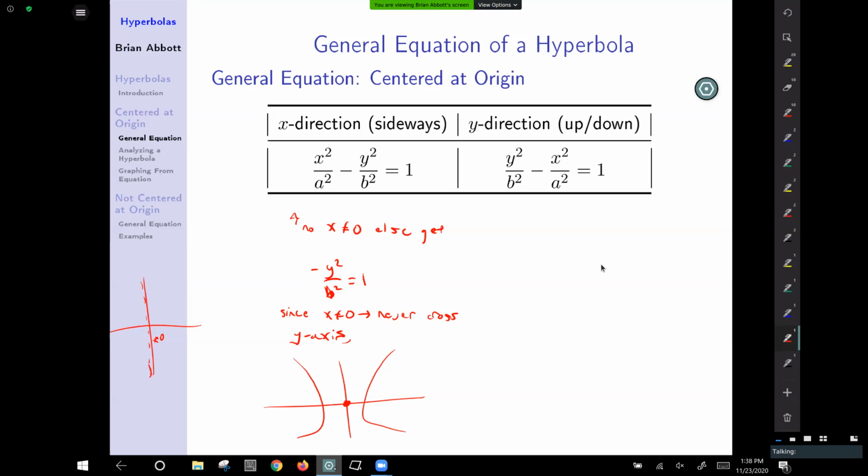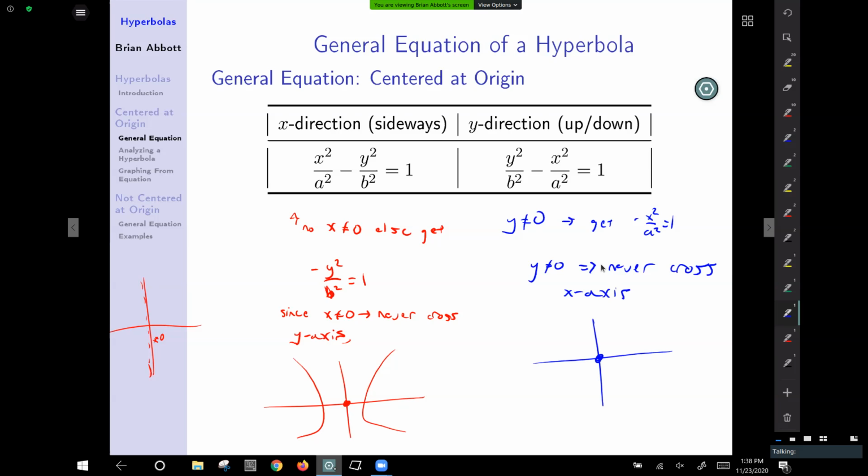For the same logic, similarly, the y term can never disappear for this one. Otherwise, if that did happen, you would get negative x squared over a squared equals 1. And again, that would be some kind of a parabola because you only have one term squared. And so y is not allowed to be 0, which means you never cross the x-axis. And if you never cross the x-axis, but you have a hyperbola centered at the origin, well, the only way the hyperbola can exist is if it opens up and down, so to speak. And so that's a justification for why those formulas are the way they are.